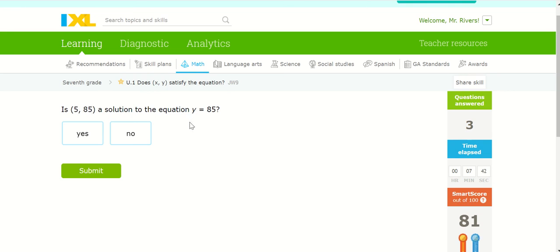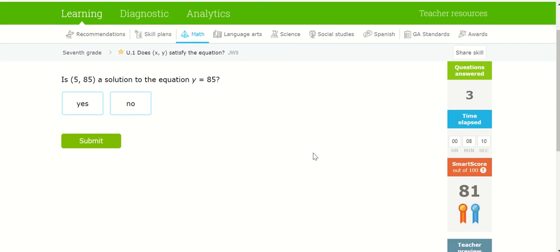Well, now there's no x here, right? Doesn't matter. You take 85, which is your y coordinate, sub it in. Is 85 equal to 85? The answer is yes, it is. So that is a solution. So again, there's no x coordinate, doesn't matter. Whatever the x value is, doesn't matter. All we're doing is paying attention to whatever variable we see in our equation, which is y in this case. 85 goes in for y. So yes, that is a solution.